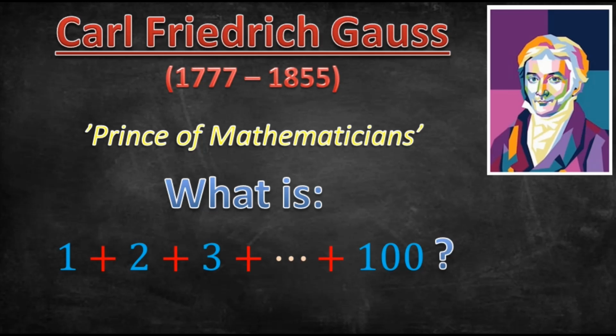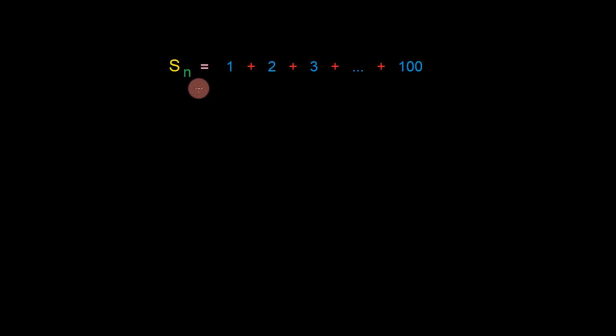Within minutes, Gauss gave the answer, and we want to know how he did it so quickly, because this forms a basis for the proof of the sum formula. So we want to know what is the sum of the first 100 positive integers. We start by writing out the series, so S sub n, where n is 100, equals 1 plus 2 plus 3 plus all the way up to 100.